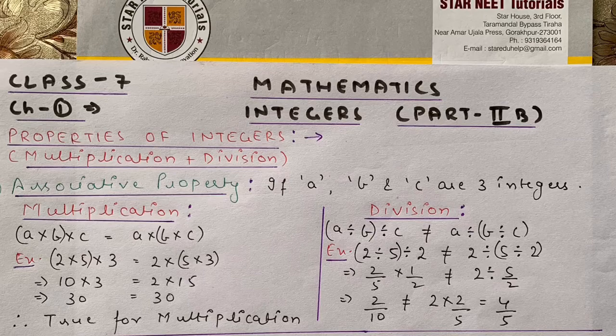2 divided by 5 in bracket divided by 2 outside the bracket will yield a result of 2 by 10, as you can see in the subsequent steps. And on the right hand side, 2 divided by, now in bracket, 5 divided by 2 is there. This will yield a result of 4 by 5. So 2 by 10 is not equal to 4 by 5. So associative property does not hold true for division.